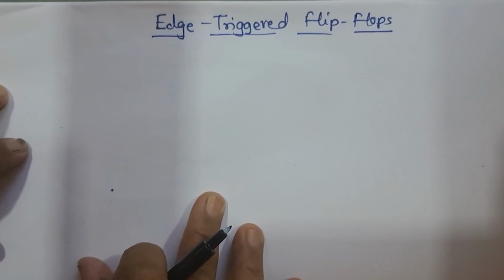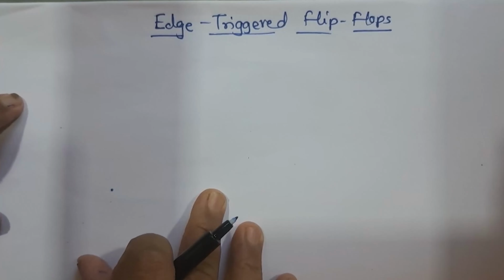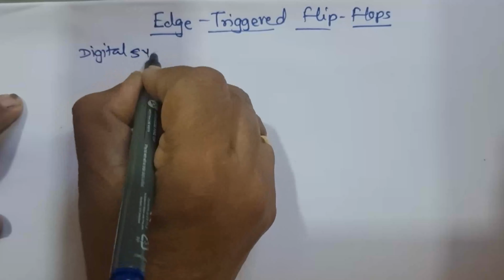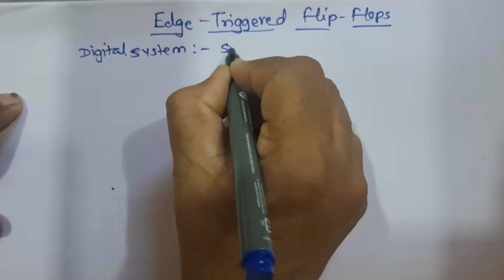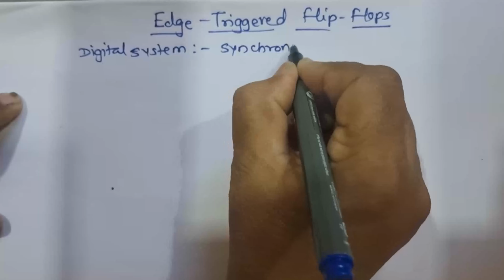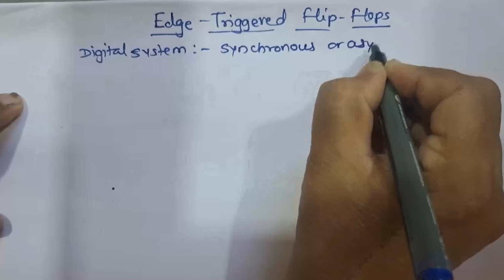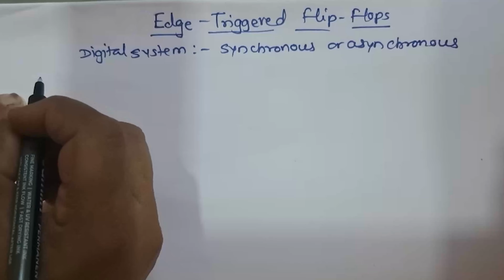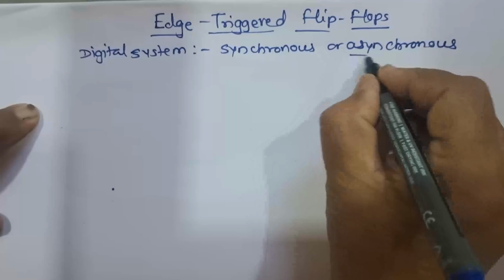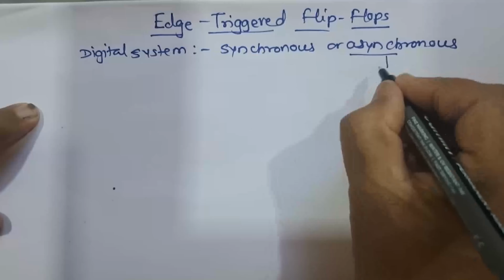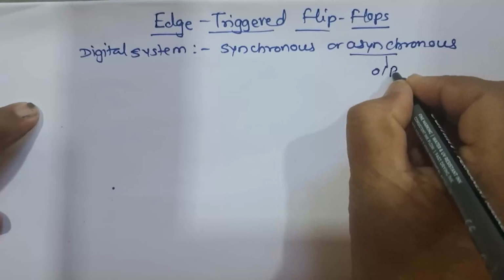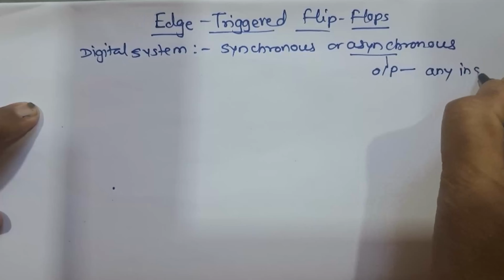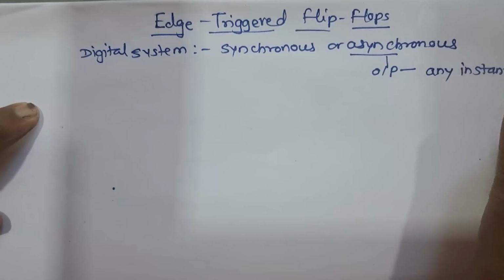Hello students, now we'll see edge triggered flip-flops. Normally, digital systems are either synchronous or asynchronous. Now, in asynchronous digital systems, the output of the logic circuit can change at any instant of time depending upon the input.